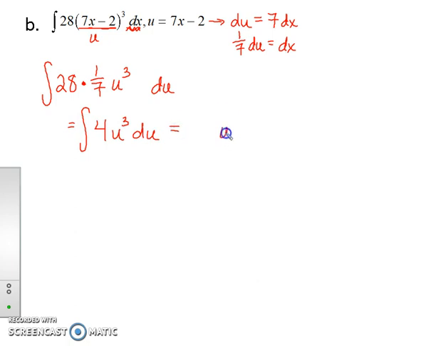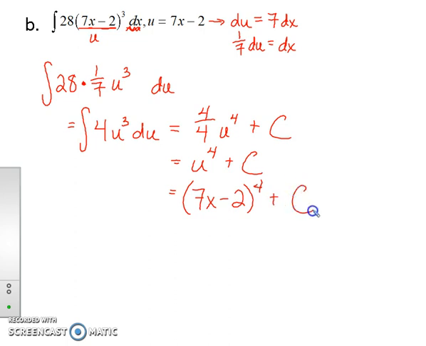I add 1 to my exponent, and then do old coefficient divided by new exponent. And then don't forget your plus c. So that becomes 1 u to the fourth plus c. But don't forget to go back and replace your u with 7x minus 2. So your final answer is 7x minus 2, quantity to the fourth, plus c.